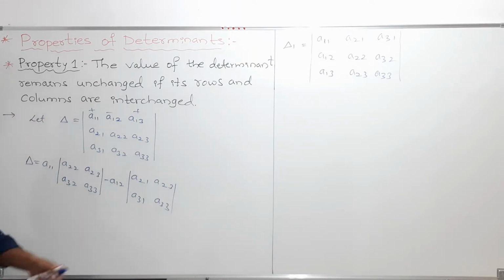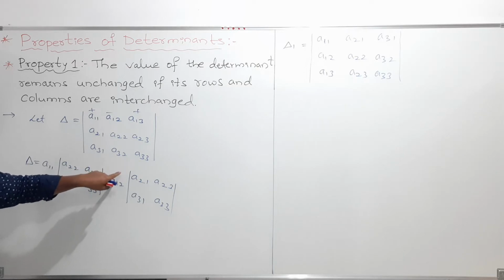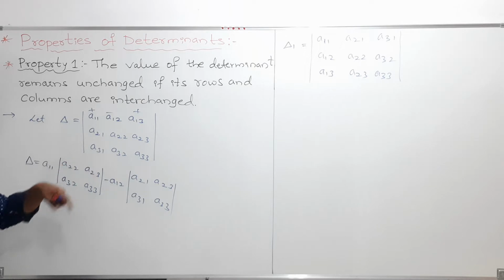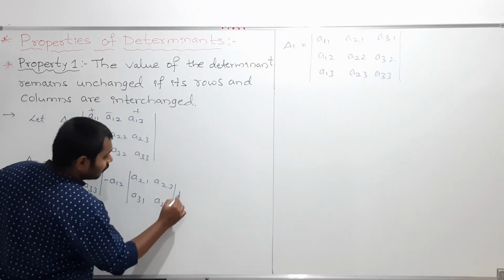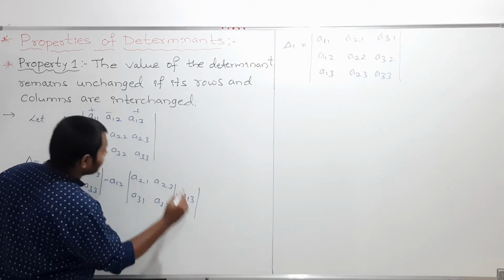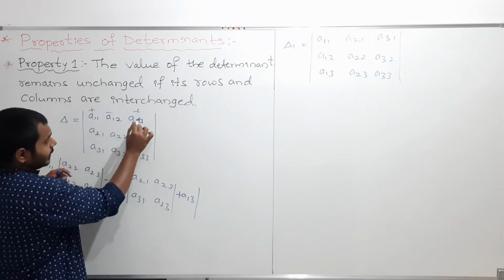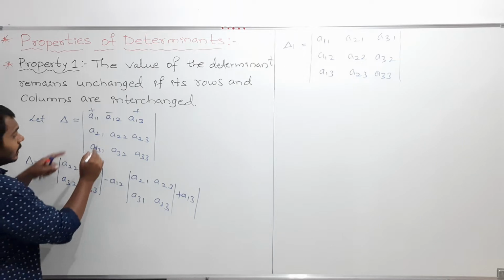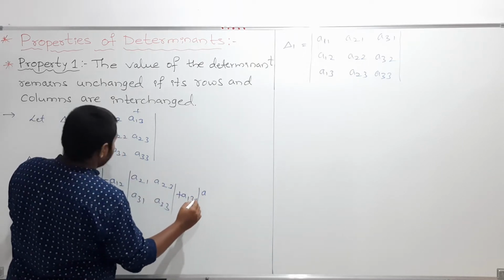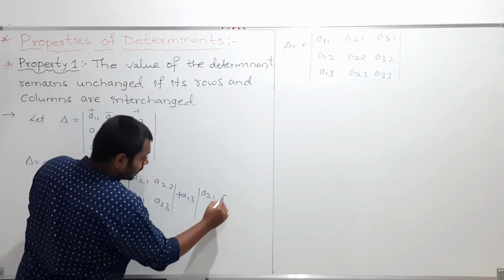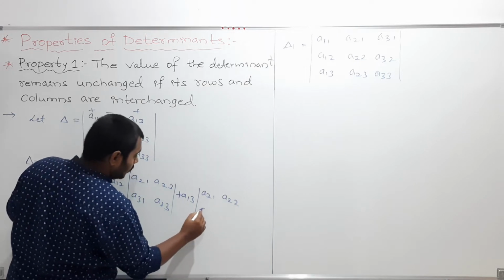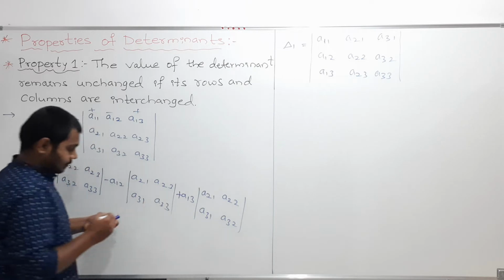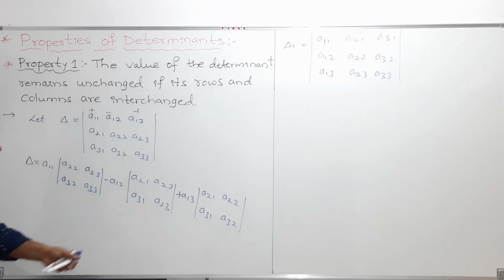I hope you understood. If you have any confusions in that, please see my previous videos. In that I discussed. Clear? And next, plus of this a13. Again this element, this row and this column. First row and third column I am deleting, and I will take the determinant of the remaining elements a21, a22, a31, a32. Clear? So now solve this one, my dear students.